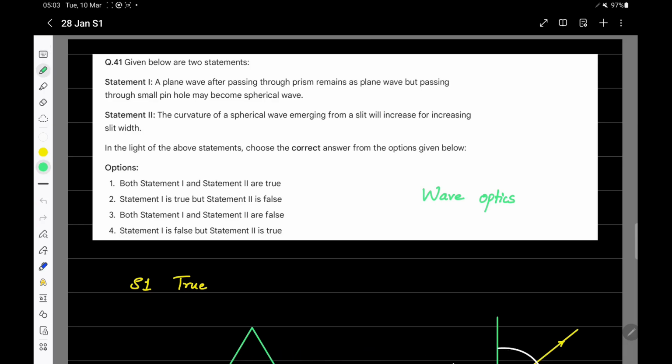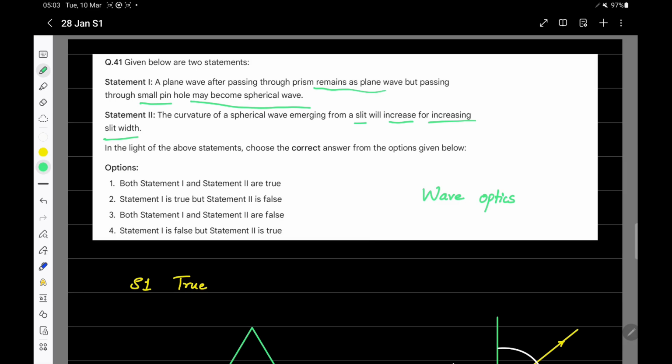Statement 1 says a plane wave after passing through the prism remains as a plane wave, but when passing through a small pinhole may become spherical wave. Statement 2 says the curvature of the spherical wave emerging from a slit will increase for increasing slit width. So we have to verify these two statements.